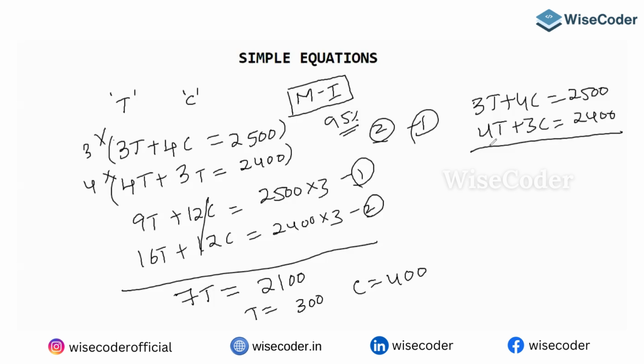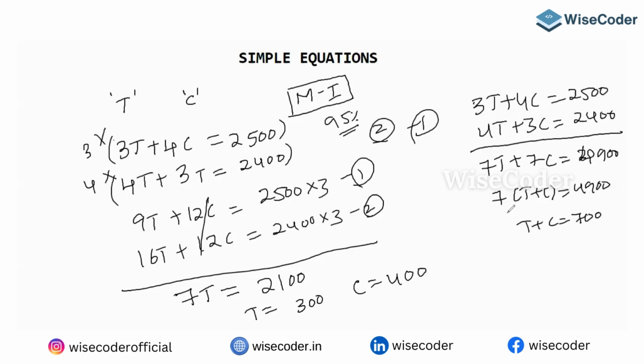Instead of multiplying with a number, why can't I add the two equations? So you'll get 7t plus 7c, which is equal to 4900. If you take 7 as common, t plus c is equal to 700. So c plus t is equal to 700. From the first equation, again, t plus c is equal to 700.